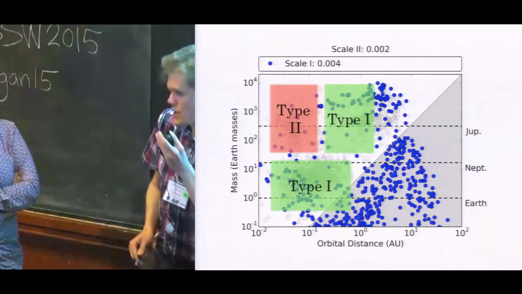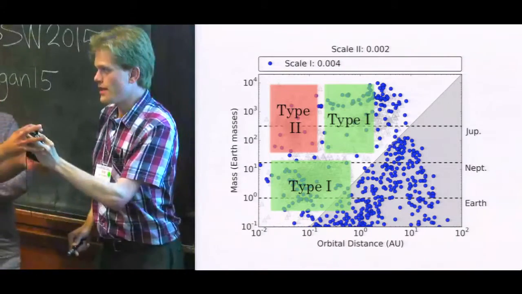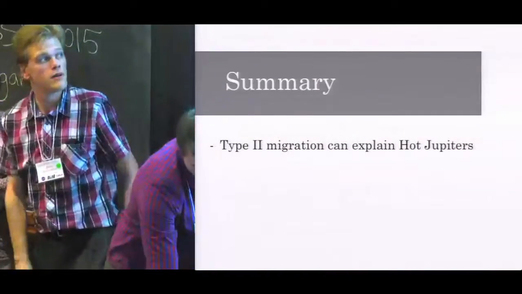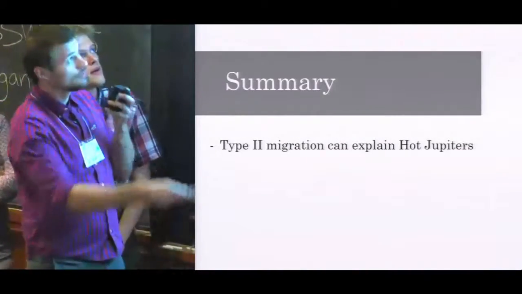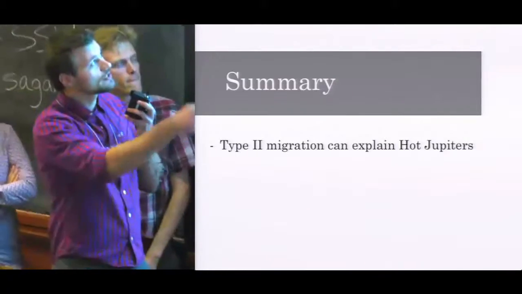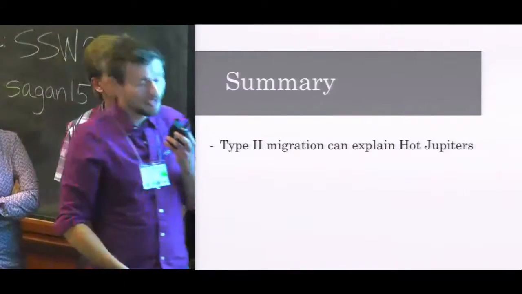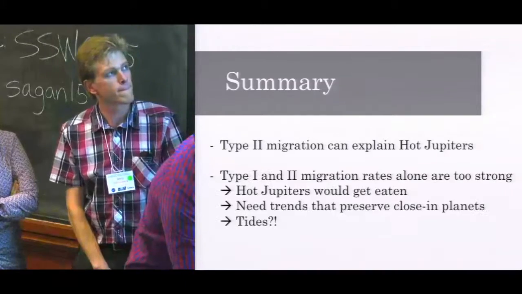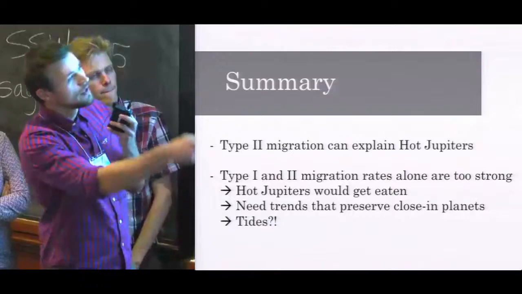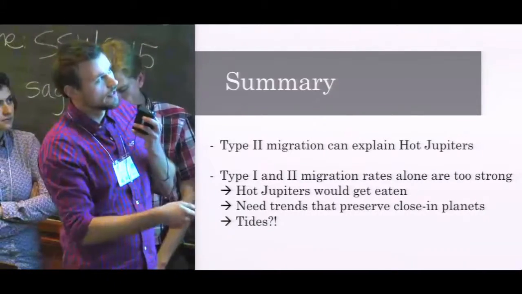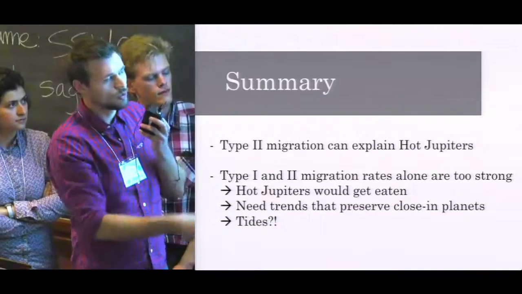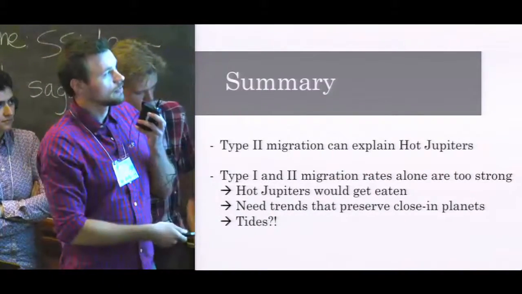So on to our conclusions. To finally summarize all that, we've seen type 1 migration can give us a lot, but not the hot Jupiters, and type 2 migration can explain our hot Jupiters. However, we saw that if we let type 2 migration get too mighty, if the migration rates get too high, they alone are too strong. All the hot Jupiters would get eaten in the end, as we saw in the last pictures.